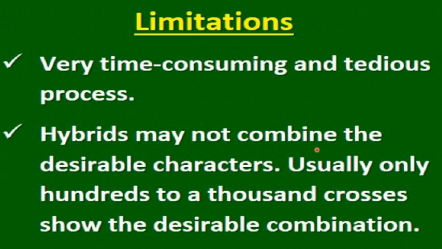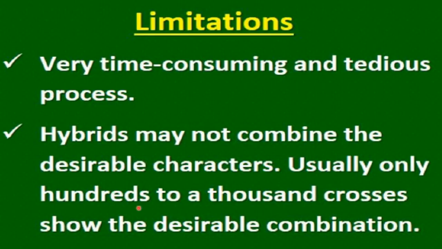Hybrids may not combine the desirable characters. So this is the second limitation you can say. If the two plants having the desirable characteristics are bred and we obtain a new hybrid plant, it is not necessary that the hybrid plant has all the desirable characteristics of the two plants. Sometimes undesirable characteristics also appear with the desirable characters. So this is also a limitation.